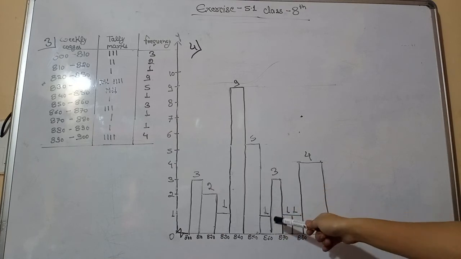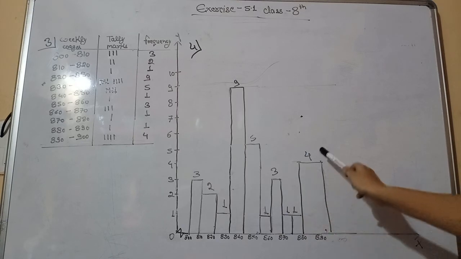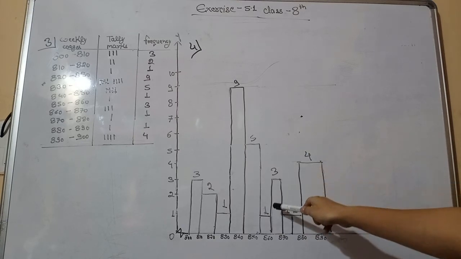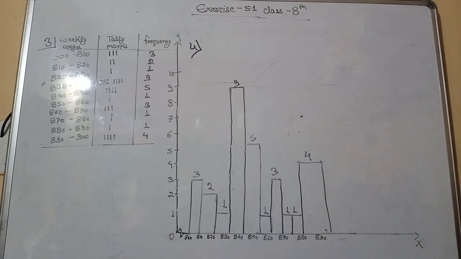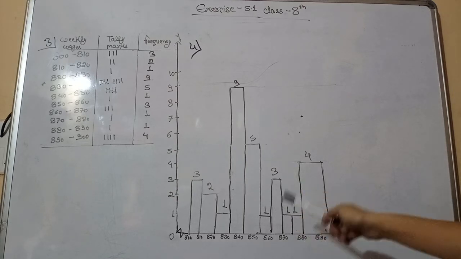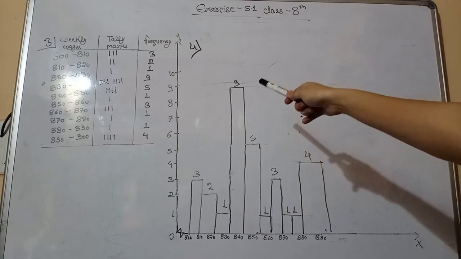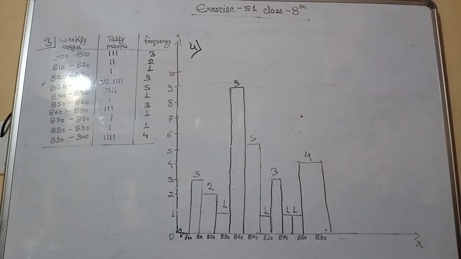And more than that, 1 plus 3 plus 1 plus 1 plus 4. So 4 plus 1 is 5, 5 plus 1 is 6, 6 plus 3 is 9, 9 plus 1 is 10. So there are a total of 10 workers. Now third, how many workers earn less than 850? The number of workers who earn less than 850 is 5 plus 9 plus 1 plus 3 plus 2. So total it is 20. So the answer to option 1 is 9, option 2 is 10, and option 3 is 20.